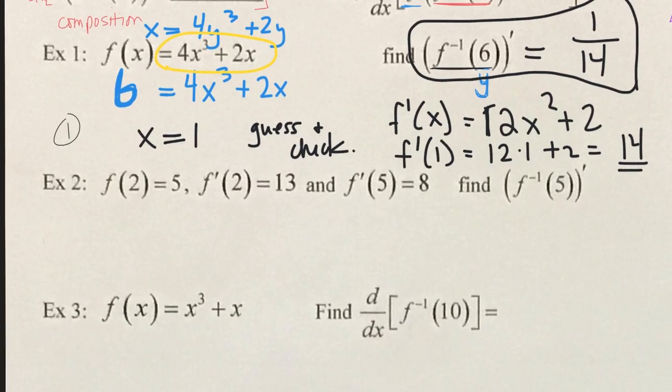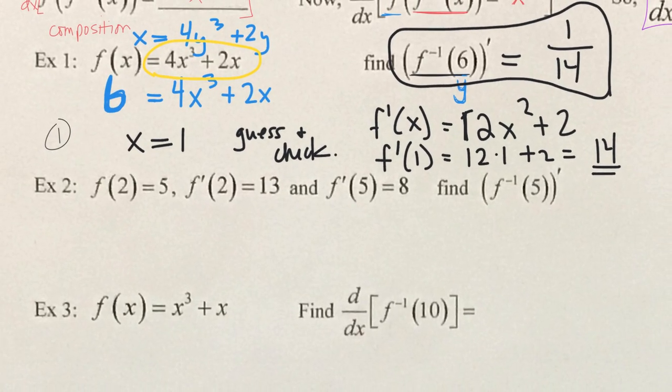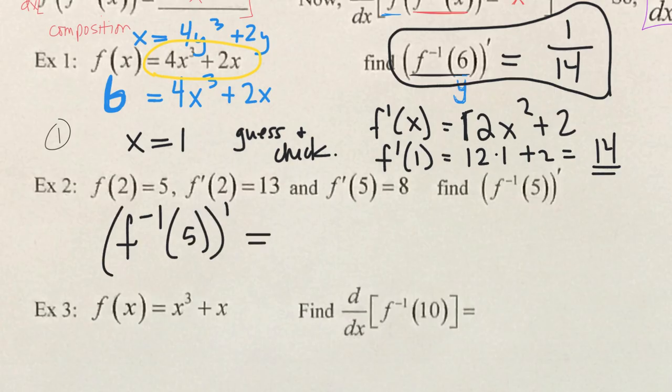Okay, here we don't have an equation or anything. We're just given a bunch of values. f of 2 is 5. f prime at 2 is 13. f prime of 5 is 8. And I want to know what is f inverse of 5 prime. Okay, so let's write this down. f inverse of 5 prime, the derivative, is 1 over f prime of f inverse of 5.